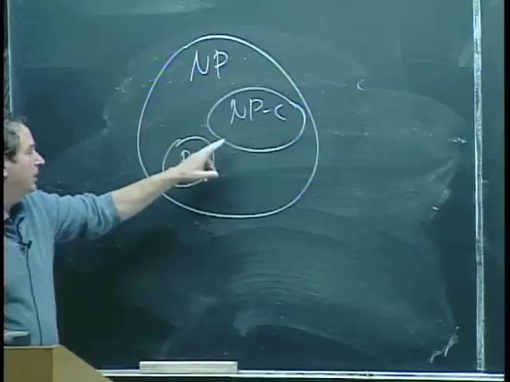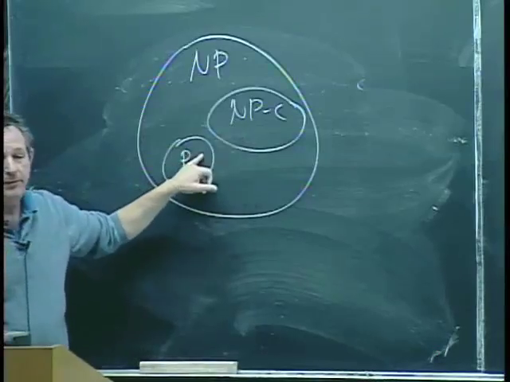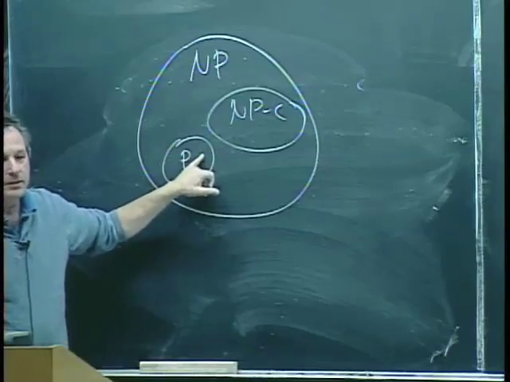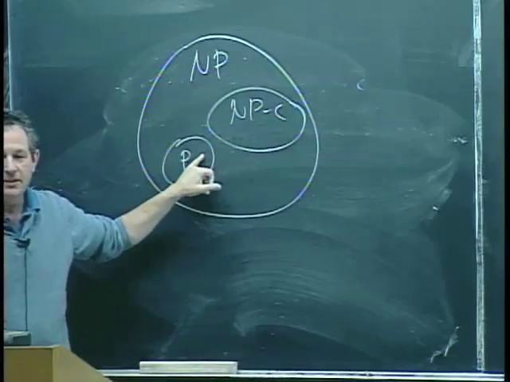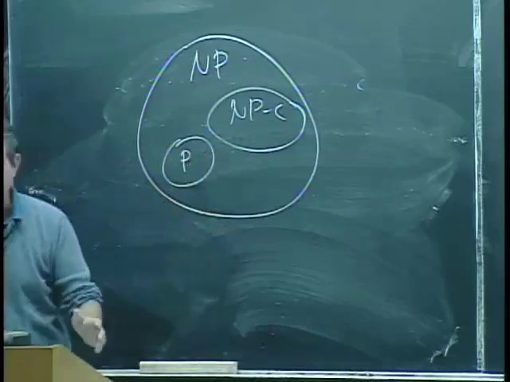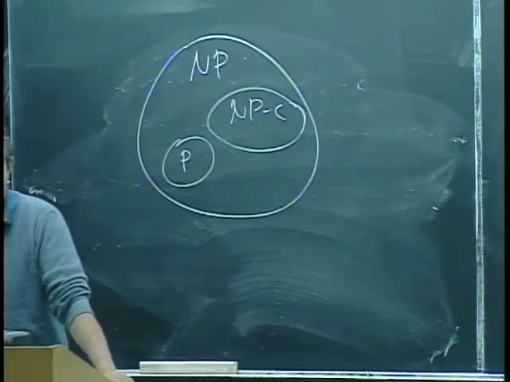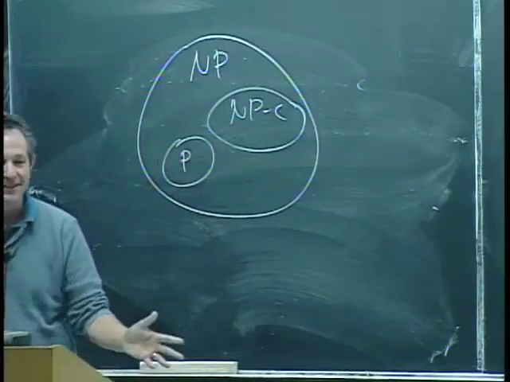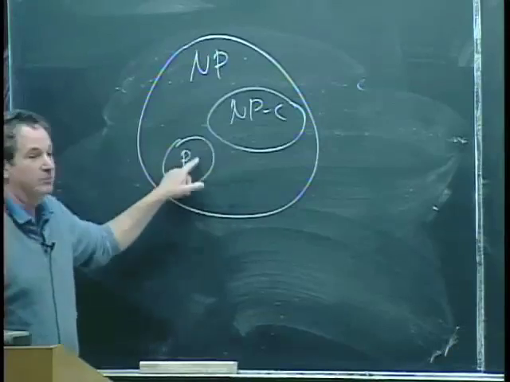The only thing I can say about NP-complete, well, what can I say about this circle and this circle? They are disjoint, or who said disjoint? They are logically disjoint, or they are probably disjoint, or they are currently disjoint. Yeah, we don't know an intersection between these.